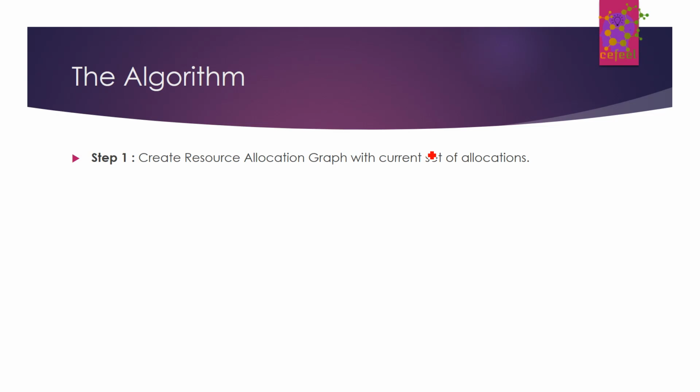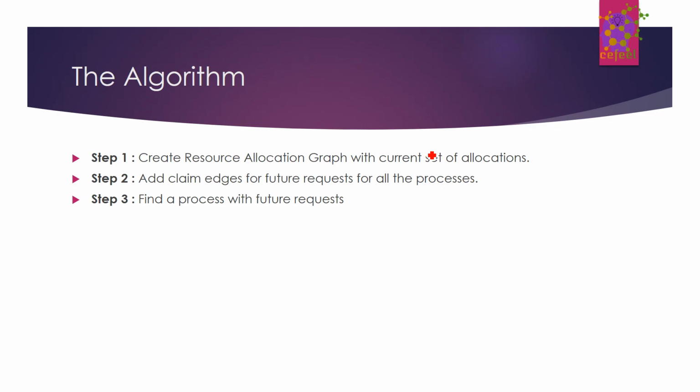with the current set of allocations. Now step 2 is to add claim edges to the processes in the resource allocation graph based on the future requests. Now step 3, which is a little complex because it involves looping through each of the processes and each of the requests of the processes.